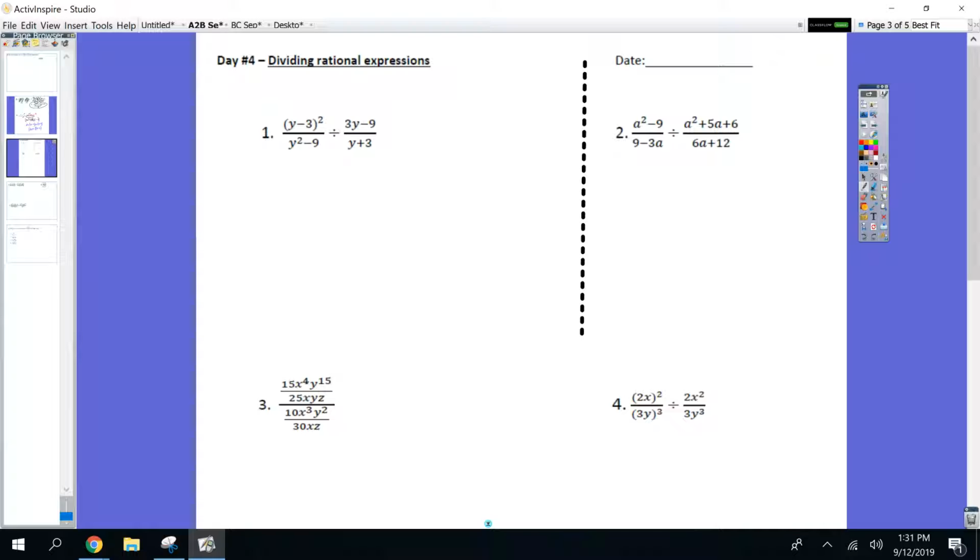Anybody remember what you need to do at the very beginning before I factor or do anything? Keep, change, flip. Skip, flip, multiply. It's too much. If you want to remember a little saying, that's fine, but it gets out of control with the rhyming. Bottom line, change it to multiplication and do what to the second one? Flip it. Done. If you want a nice little rhyme, feel free on your own.